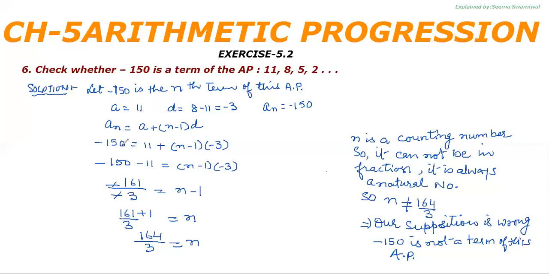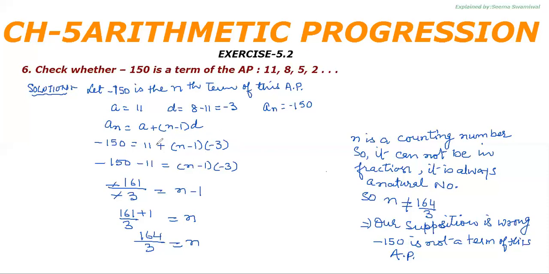Let's put the values in this formula. An will be replaced by minus 150. In place of a, you will be writing 11. In place of d, you will be writing minus 3, since d is negative. So whenever d is negative, always put it in brackets. This is a must, otherwise you will commit a mistake. So put it in brackets if d is negative.